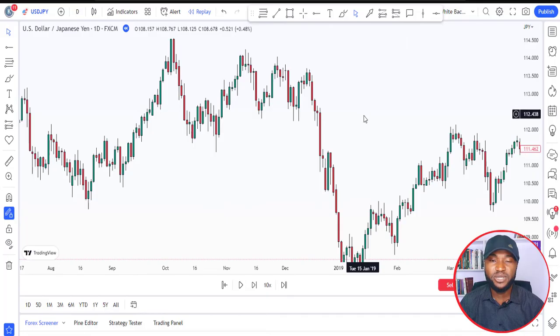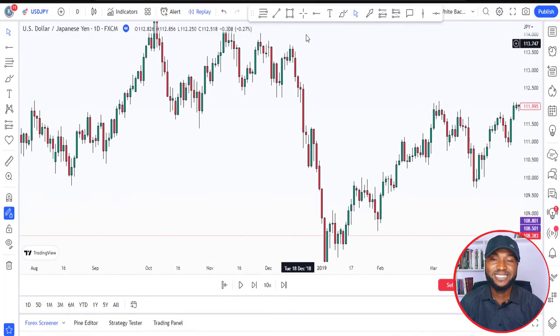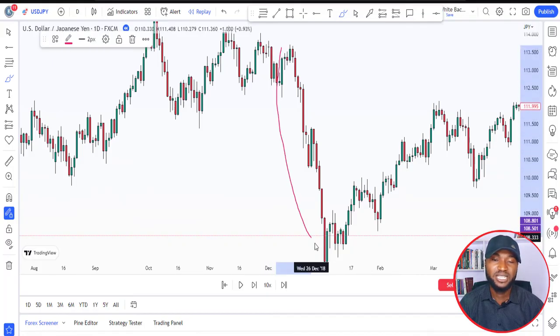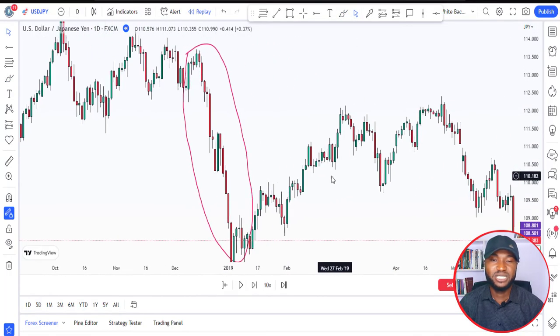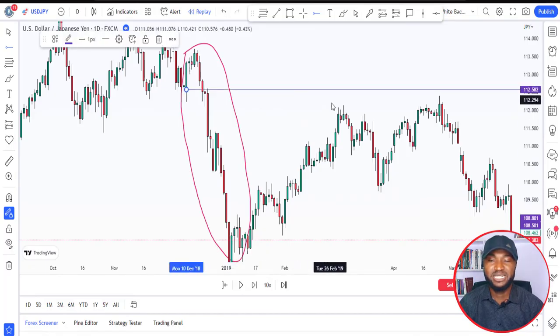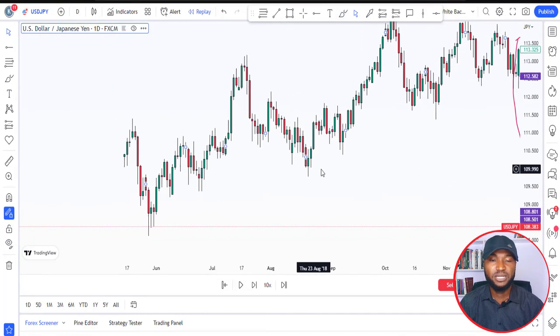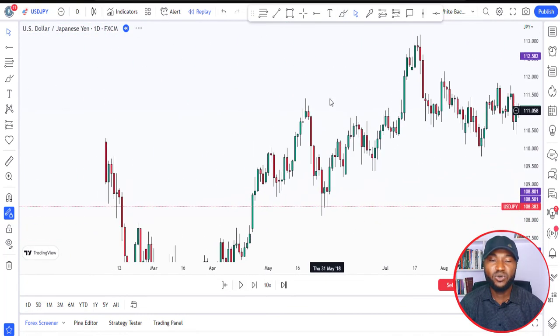This is a void. You can see from this level, this entire movement is a void, liquidity void. We have a sell side imbalance and a buy side inefficiency. You can see price coming back to balance it. You can see price coming back to balance it in the future. Whether it happens now or it happens in the future, it will definitely be balanced.